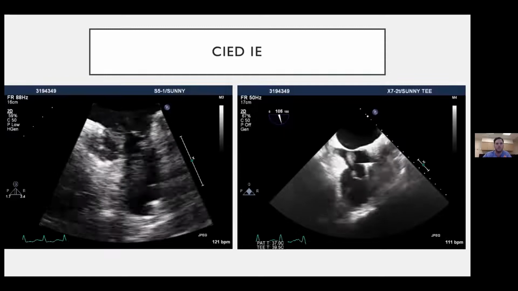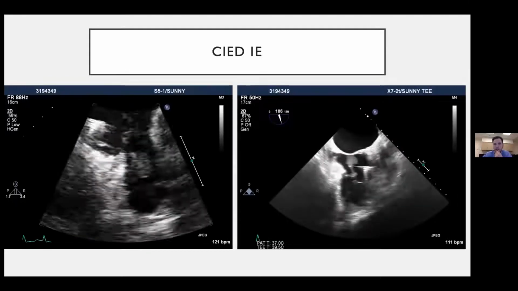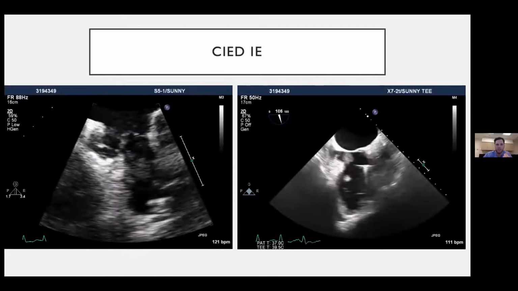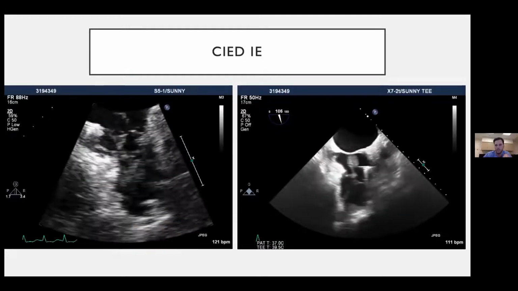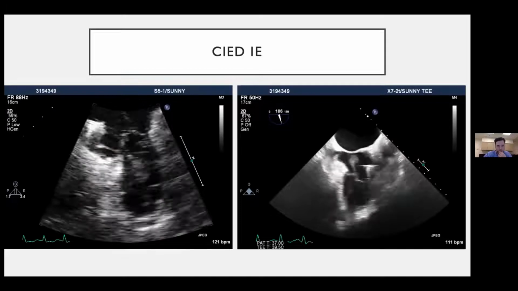Just a couple more slides here. A quick word on pacemaker and ICD infections. This is a dramatic example of multiple vegetations on a pacemaker lead, seen on both TTE on the left and on TEE on the right.